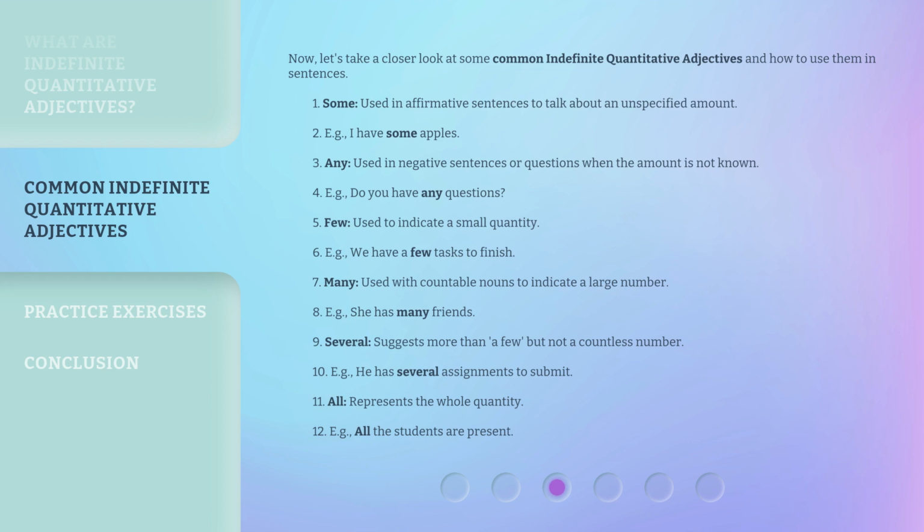3. Few. Used to indicate a small quantity. E.g., we have a few tasks to finish. 4. Many. Used with countable nouns to indicate a large number. E.g., she has many friends. 5. Several. Suggests more than a few, but not a countless number. E.g., he has several assignments to submit.